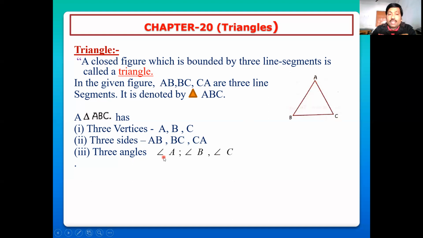We can say angle A is equal to angle BAC and angle CAB. So it means we can label any angle by 3 methods. Angle A, simple. Angle BAC is another way. Angle CAB is another way. But the measurement in all 3 cases will be the same.